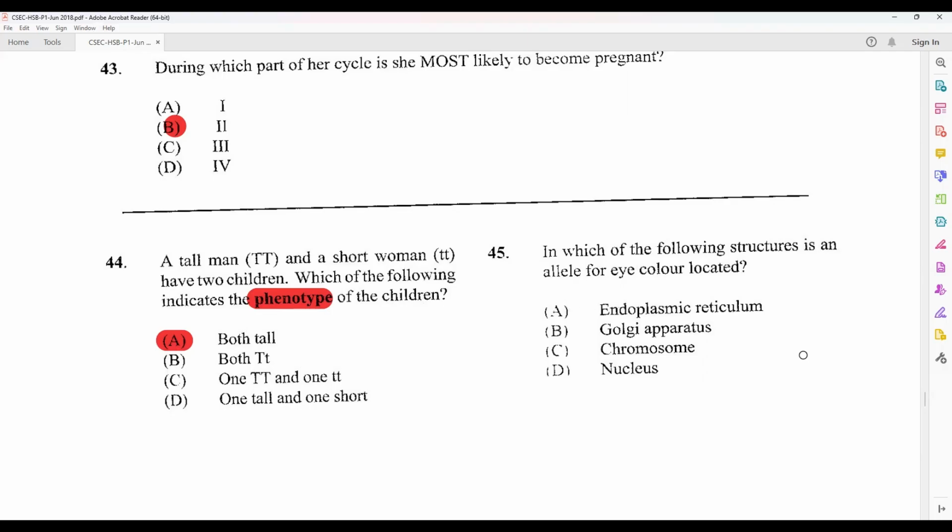45, in which of the following structures is an allele for eye color located? If we're talking about alleles, we're talking about chromosomes. So C is the answer.